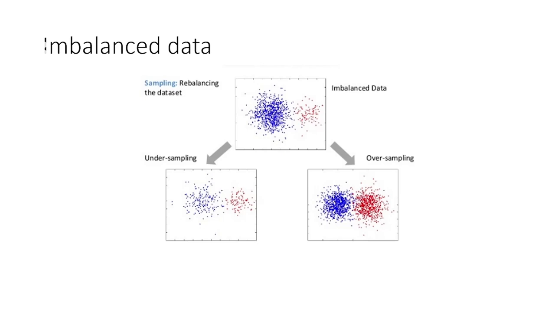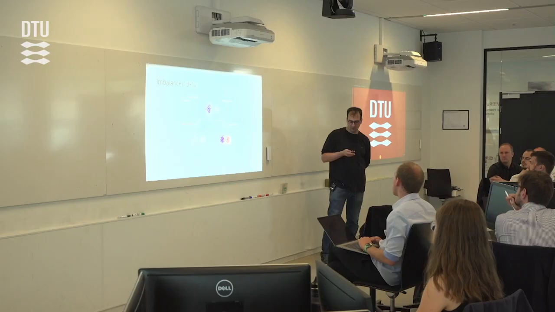And there are two principal ways to overcome this. One is called oversampling. In oversampling, I'm going to sample more from the reds. The other is undersampling, where I'm going to sample less from the blues. Both approaches have their own issues, but this is in principle something you always need to be mindful about. So, how often do you expect to see the classes in your data?